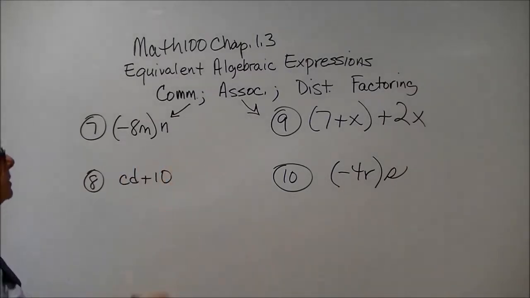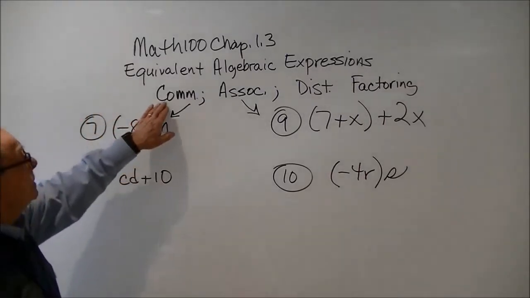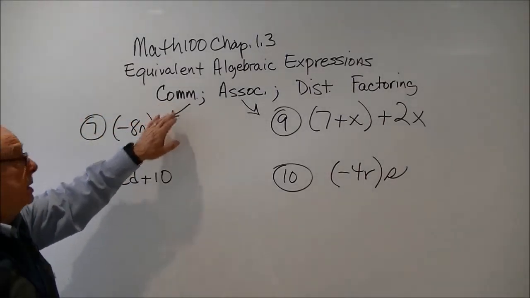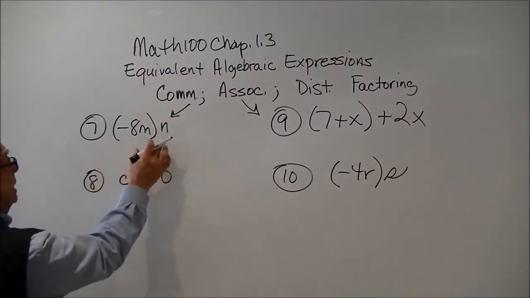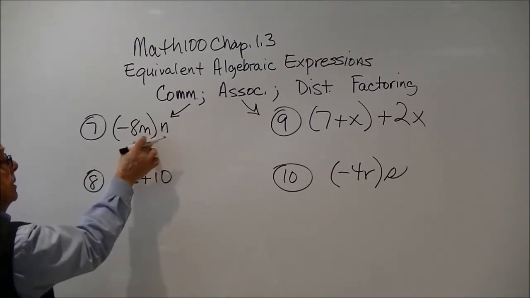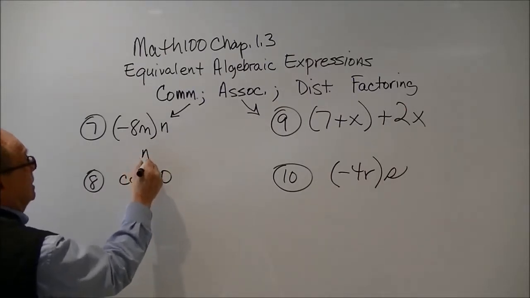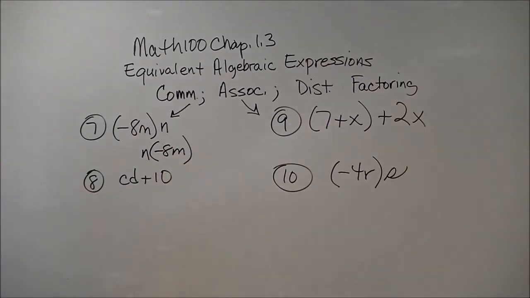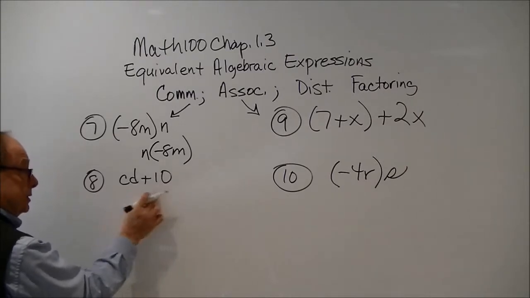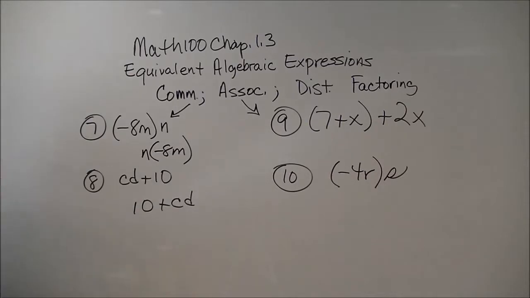Okay, as we go on to some of the other examples, we see in 7 and 8, they're asking us to illustrate the commutative principle, starting off with this. So basically, commutative, we're going to switch things around. This is one factor, this is another factor. So it would be n times negative 8m. And here, commutative would be to switch the order, 10 plus CD.